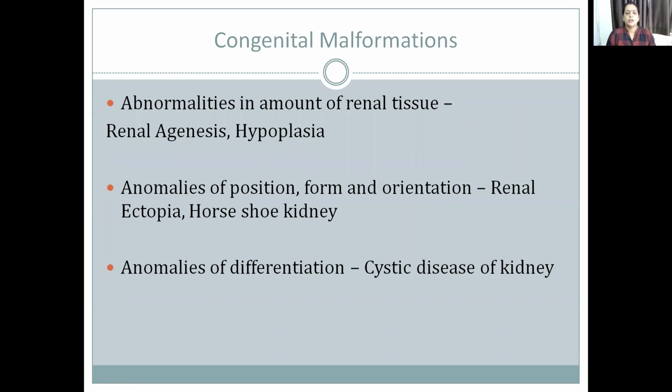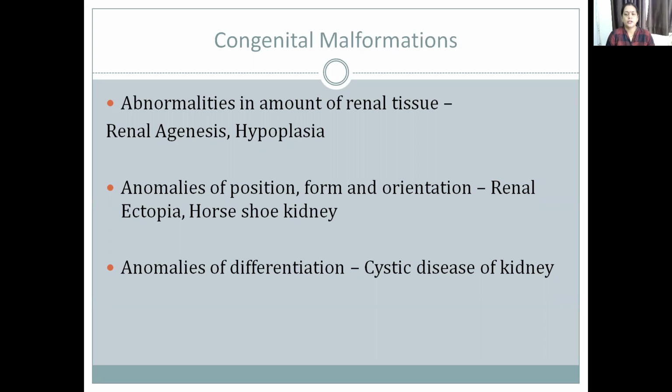Okay, so like any other organ, the kidney, if it is not properly formed, it can lead to congenital malformations. So the abnormalities in the amount of renal tissue can be seen as two conditions, that is the renal agenesis and hypoplasia. As you know, the renal agenesis is nothing but the absence of the renal parenchymal tissue altogether, and hypoplasia is a decrease in the amount of the renal tissue. Okay, the complete absence is agenesis, decrease is hypoplasia.